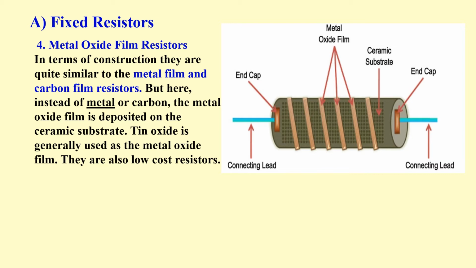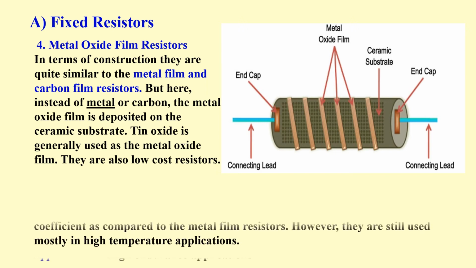The fourth example of fixed resistor is the metal oxide film resistor. In terms of construction, they are quite similar to the metal film and carbon film resistors. But here, instead of metal or carbon, the metal oxide film is deposited on the ceramic substrate. Tin oxide is generally used as the metal oxide film. They are also low-cost resistors.